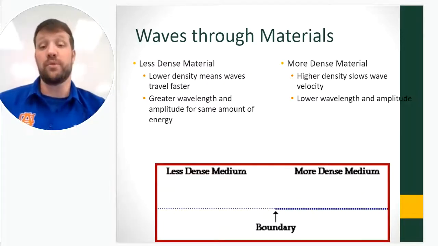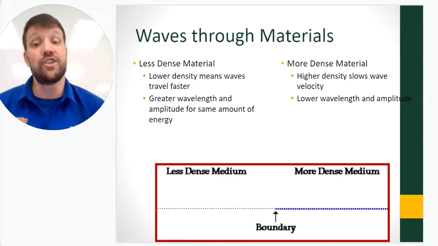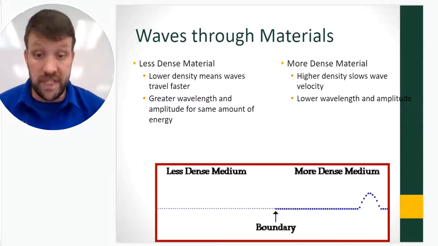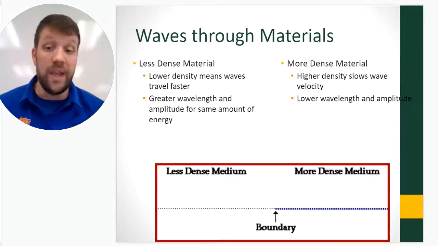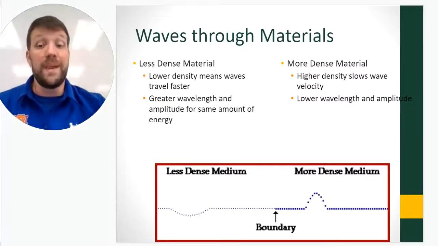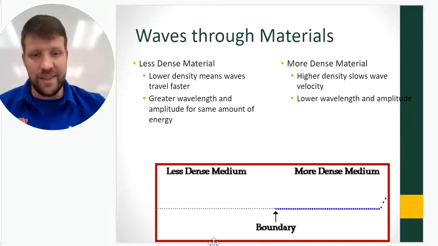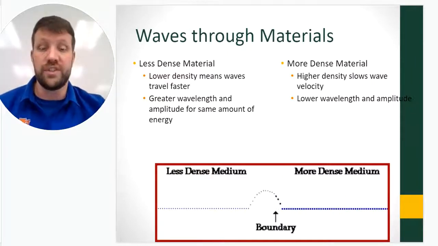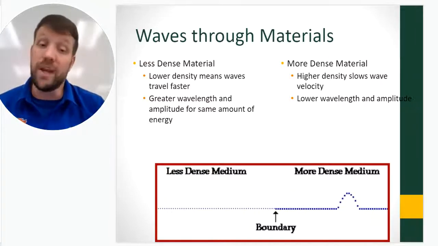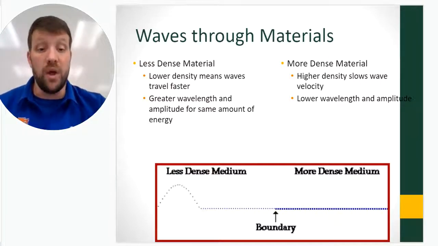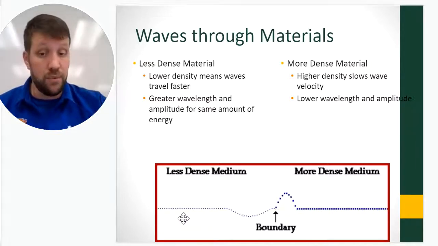Now, as waves travel through materials, there can be some change in the way that the energy is transferred. So a less dense material means that waves will travel faster. There's less resistance to the wave's energy moving through it. It will mean thus a greater wavelength and amplitude for the same amount of energy. And we're seeing this happening at the bottom, and I'll explain a little further in just a sec. But a more dense material will have a lower velocity, will travel slower, and will have a lower wavelength and amplitude. So what we see here is some amount of energy transferring through this medium.